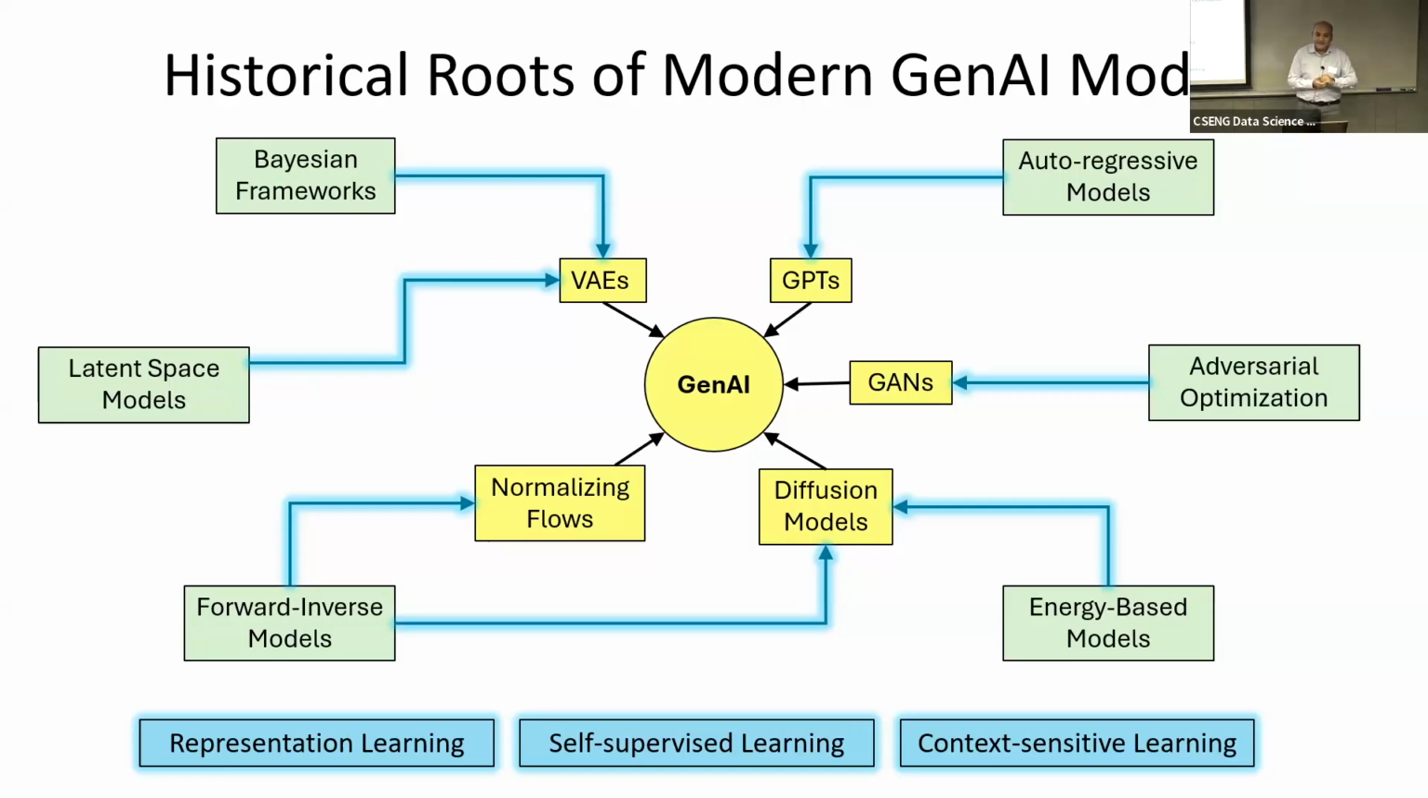For example, can we combine the idea of learning latent space models, which are now encapsulated in the form of VAEs, along with using energy-based formulations in diffusion? So by looking at these historical roots, there are opportunities to create newer forms of modern GenAI frameworks.